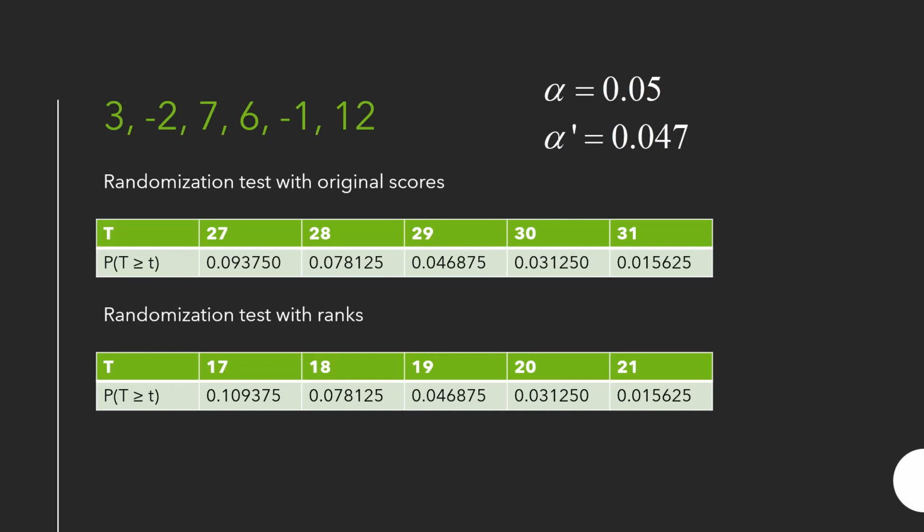For both of these tests, that with original scores and that with ranks, we ended up with the same probability of a type 1 error when the null hypothesis is true. Let's now assume that our tolerance for error is 0.10.